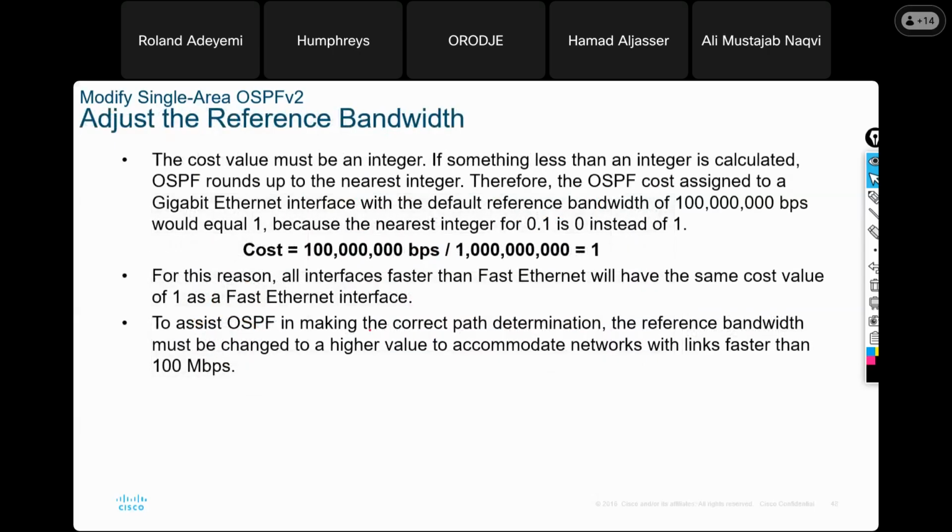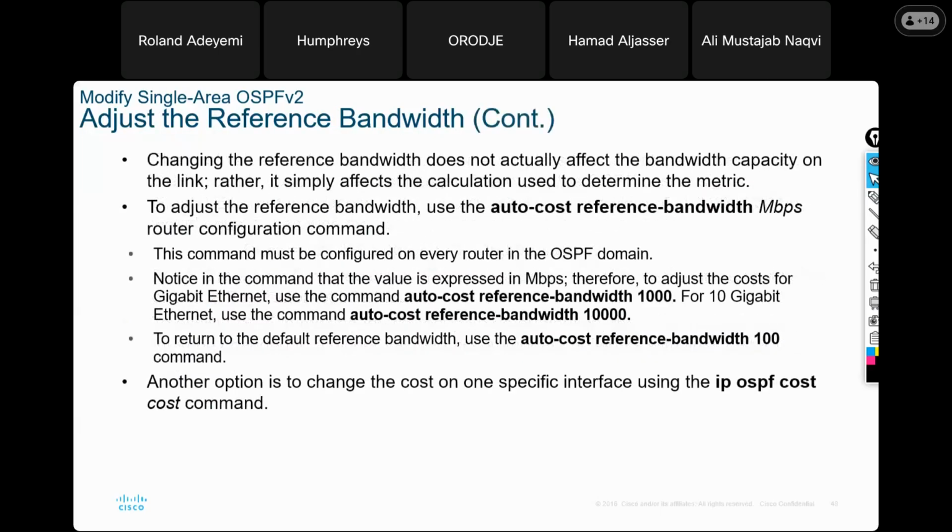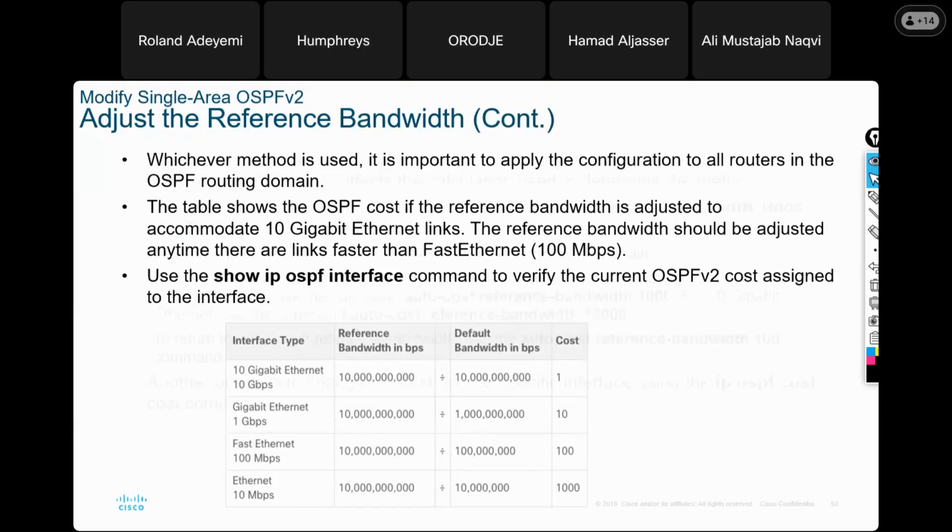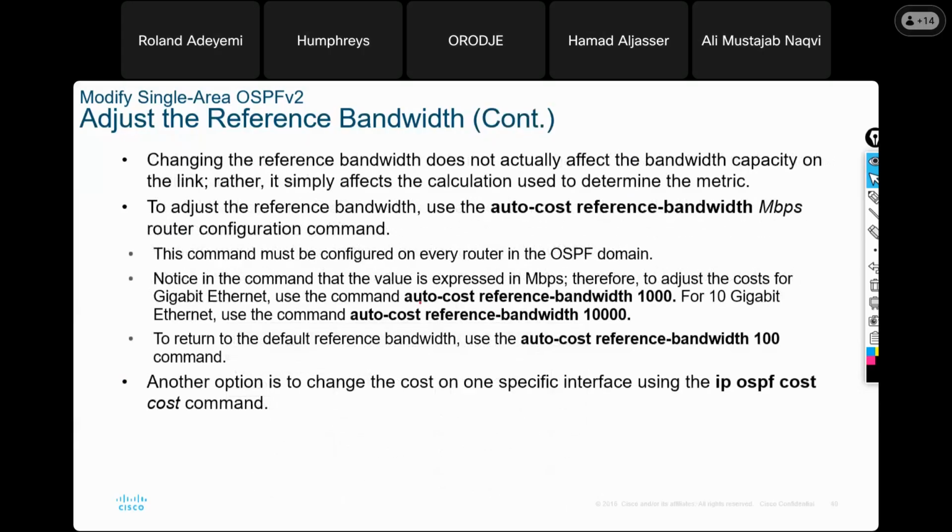How do you change the reference bandwidth? You can say auto-cost reference-bandwidth. If you put 1000, that means you want to take care of 1000 meg, that is 1 gig. If you know your speed is up to 10 gig, you put 10,000. You do this on all your routers.